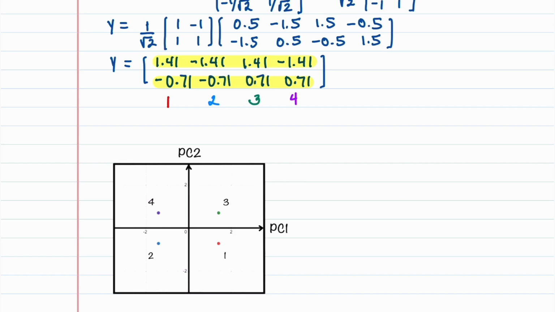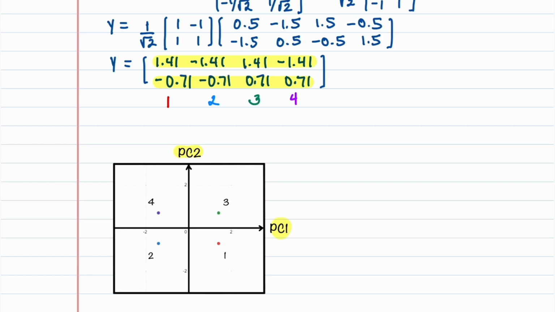Notice in the graph that the points spread out more along the horizontal PC1 axis. The reason for this is that PC1 accounts for 80% of the variation. So the higher the variation, the more the points are spread out. Notice then that the points are spread out less in the vertical direction. And this makes sense because PC2 only accounts for 20% of the variation.